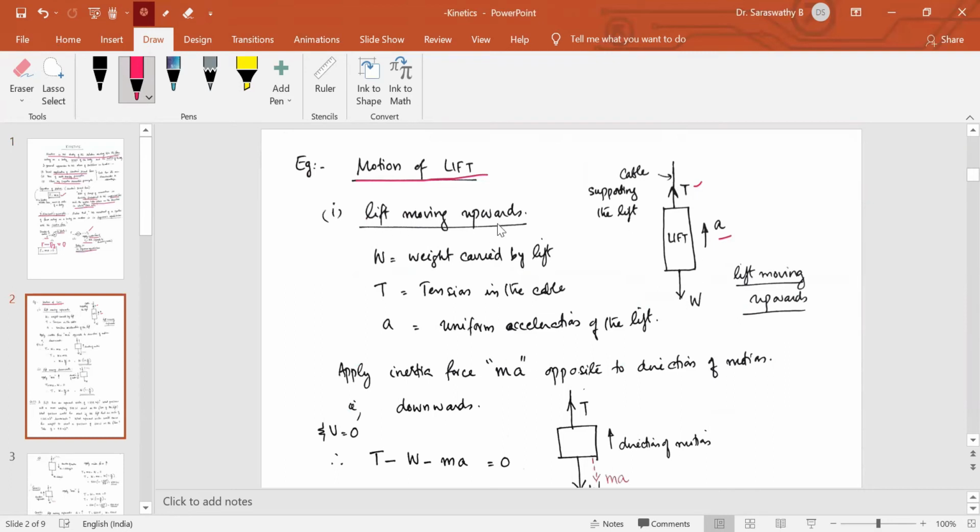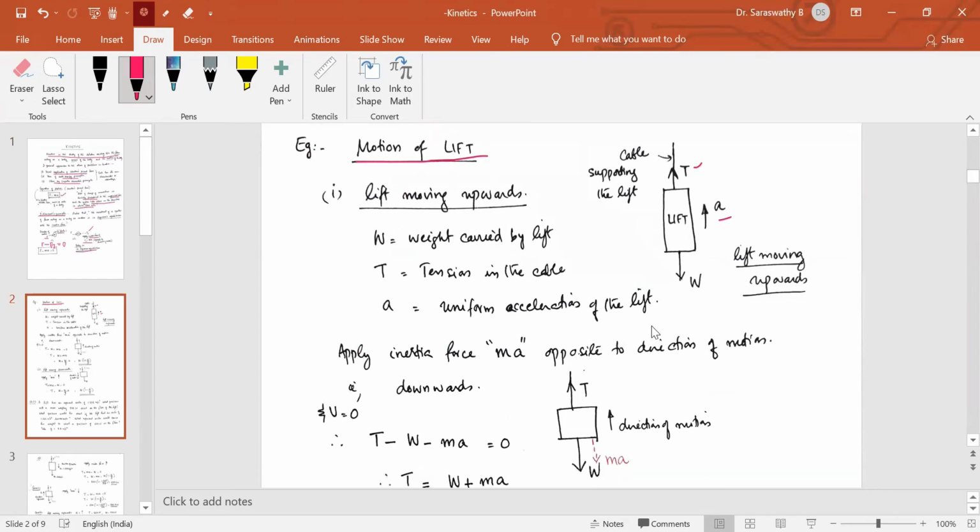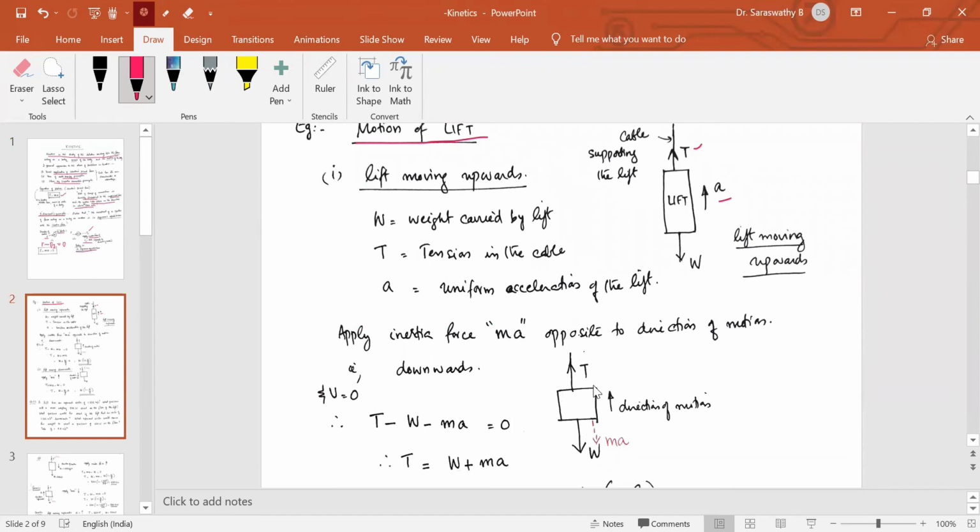Let us first consider the lift moving upwards. So this is the system. I will mark the actual forces. On the lift, I will mark the self-weight acting downward, or the weight carried by the lift, W. Tension in the cable T acting in this direction. This is the direction of motion. So on this system, along with this W and T, I am going to apply the inertia force, mass into acceleration, opposite to the direction of motion. That is, it is applied downwards.